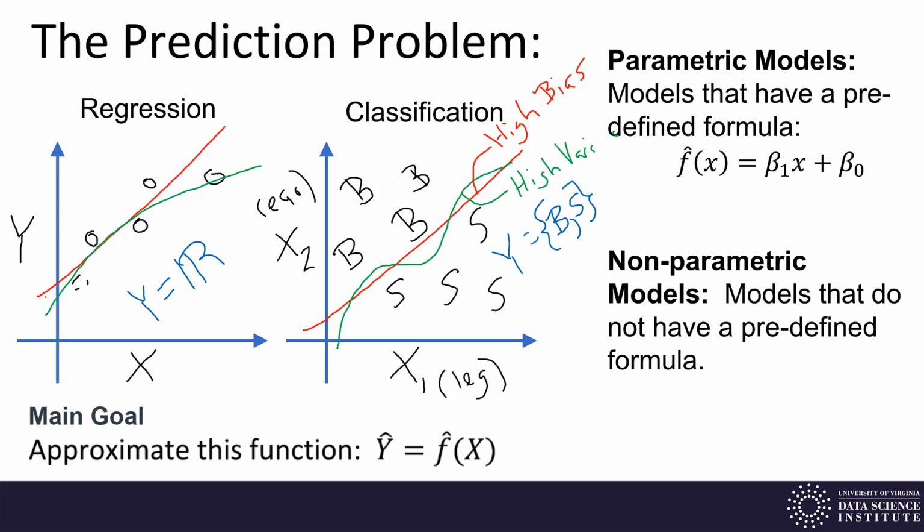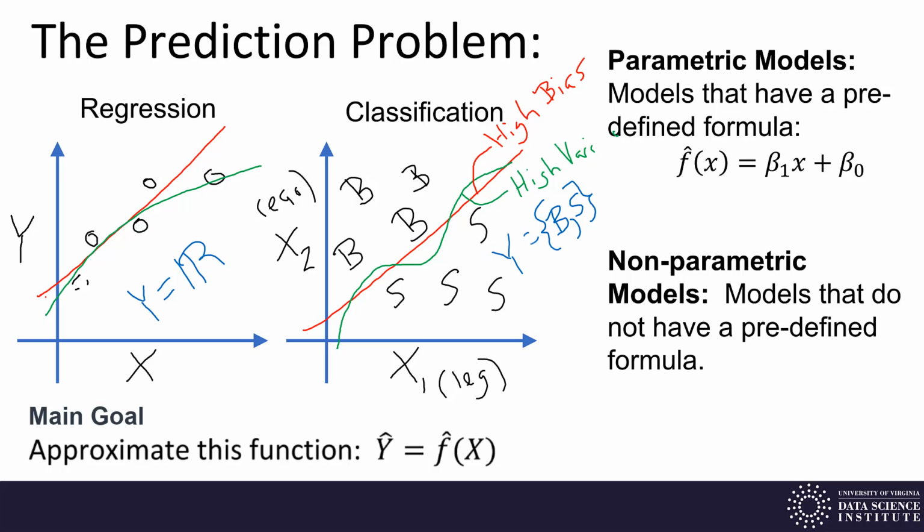Other terminology that's going to help us understand this relationship between models that are higher variance or higher bias: there are parametric models, and these are models that have a predetermined formula. Like the example up here, f hat, that's a linear formula: beta 1 times x plus beta naught. In parametric models, training the model consists of determining the parameters that go into the model, hence the name parametric. Non-parametric models do not have a predetermined formula.